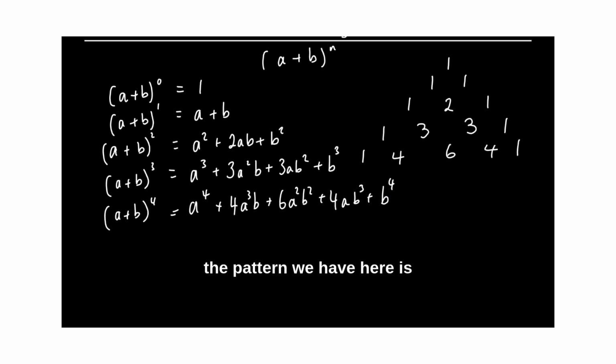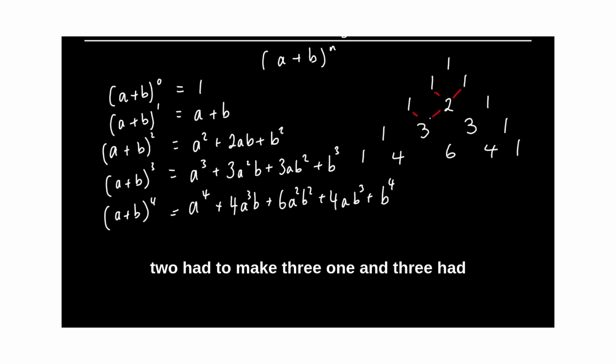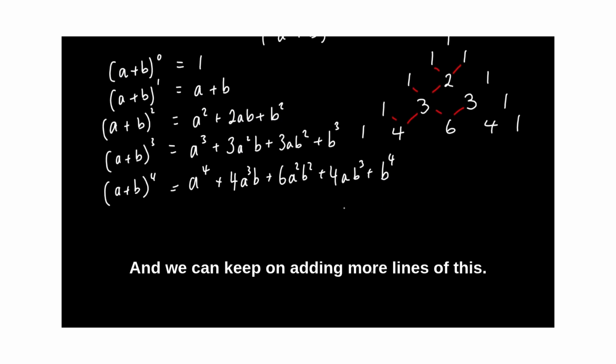So the pattern we have here is 1 and 1, these two, add to make 2. So the two above it add to make the next one. 1 and 2 add to make 3. 1 and 3 add to make 4. 3 and 3 add to make 6. And this is called Pascal's triangle. And we can keep on adding more lines of this.